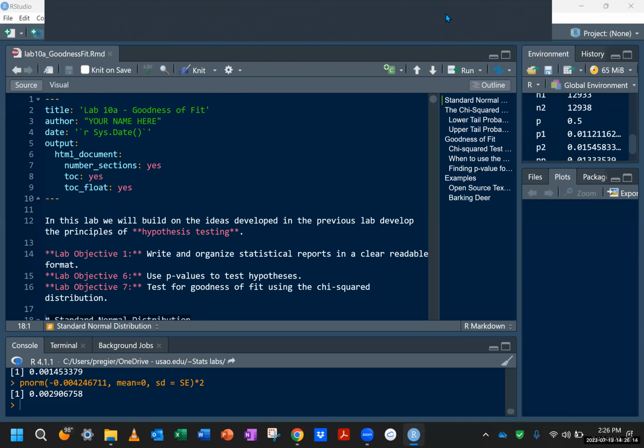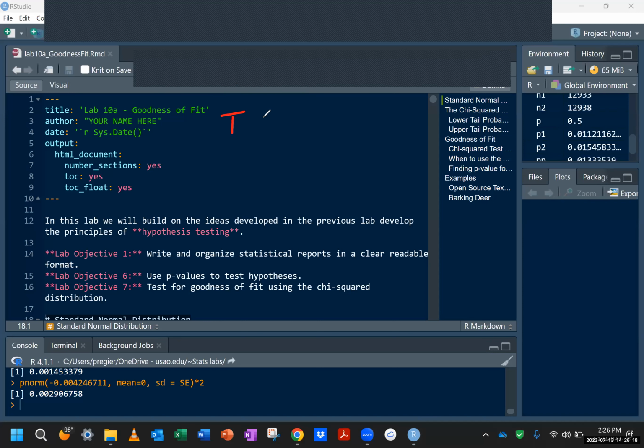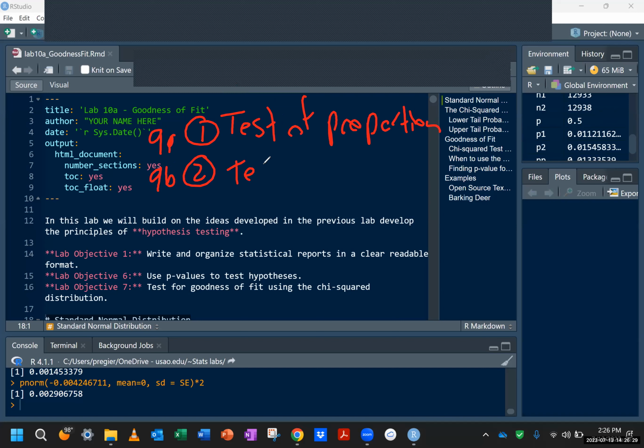By way of review, let's look at the tests we've done so far. We've done a test of a single proportion. That was our first test. Then this was Lab 9A and Lab 9B. We did a test of difference of proportions. So two proportions. We want to know if P1 minus P2 is equal to 0. That was Lab 9A and Lab 9B.